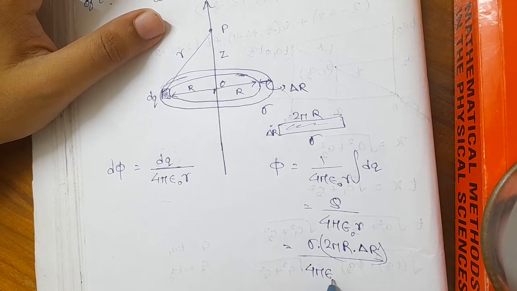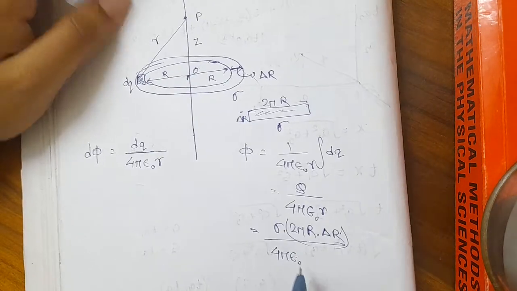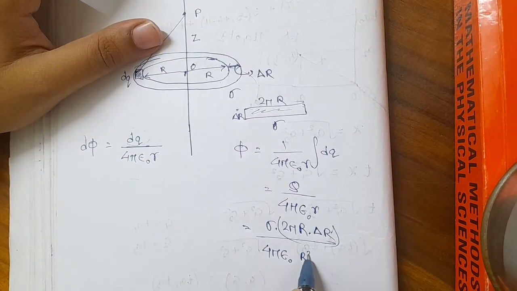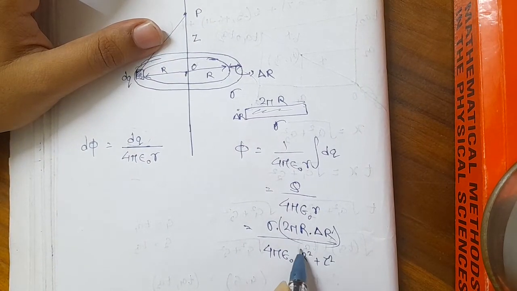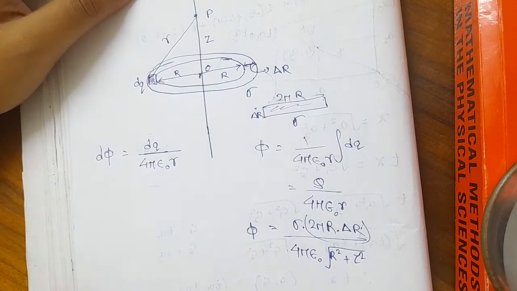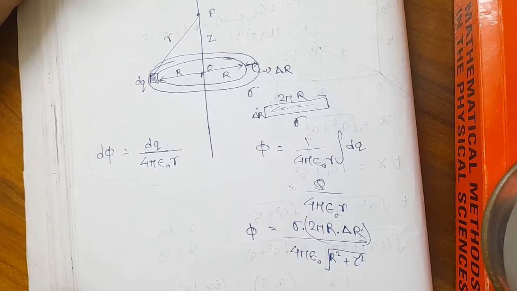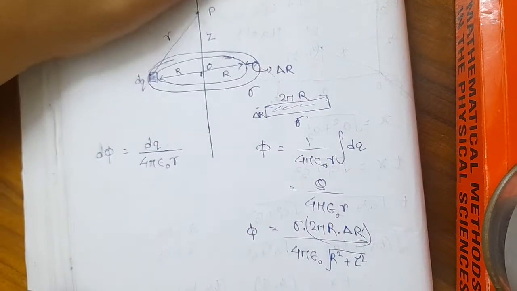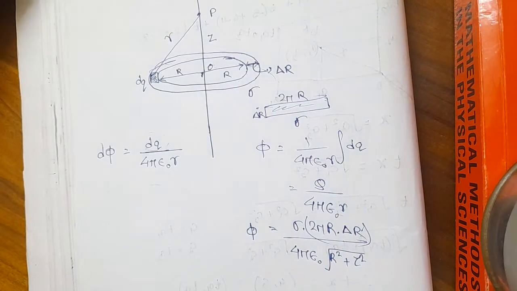divided by 4 pi epsilon naught. Let's write it in terms of r. It will be epsilon naught times the square root of r square plus z square, this phi. Now this is the electric potential. So we have solved half of the problem.